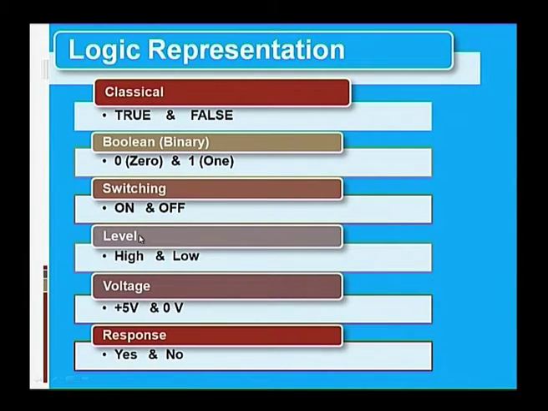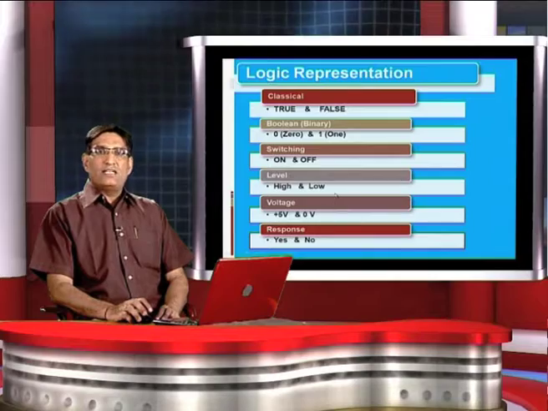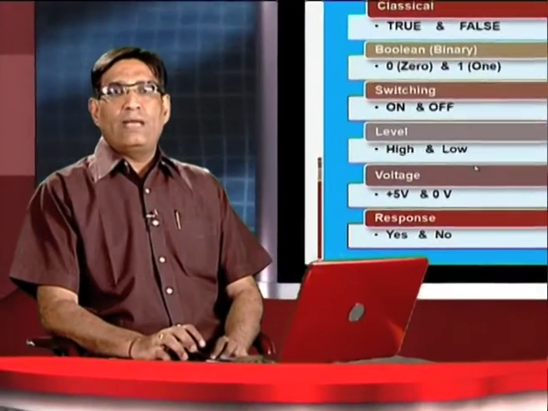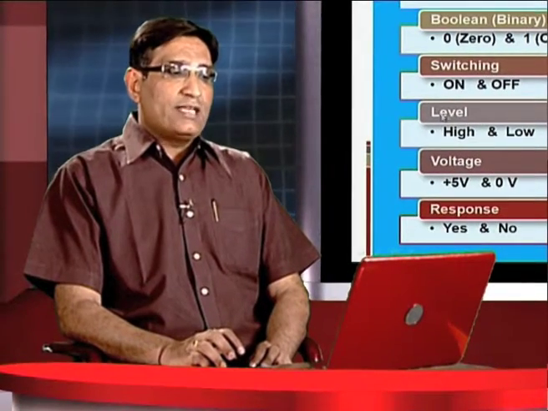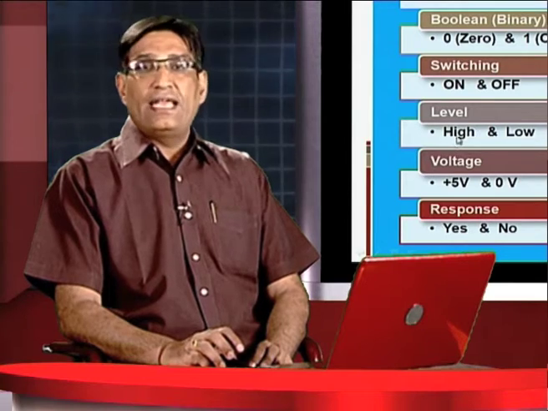The level logic is represented by high and low. The voltage logic is represented by plus 5 volt and 0 volt, and the response logic is represented by yes and no. That means we can have 6 representations of a logical statement, where one thing we have to keep in mind is that if we are representing in level, then all the representations must be high and low.